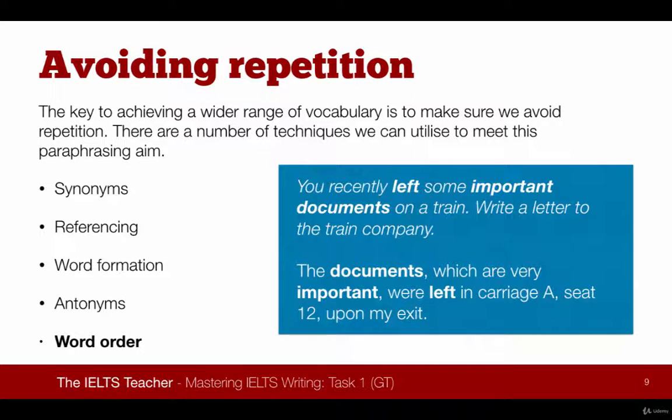So if you're ever thinking, oh, I'm not sure, I feel like I have to repeat a word, how can I paraphrase? Just remember these 5 techniques: synonyms, referencing, word formation, negating antonyms, and word order. And if you still can't think of another word, then don't worry. Use the same word, underline that word, and come back to it later if you have time. Paraphrasing is not your number one priority.